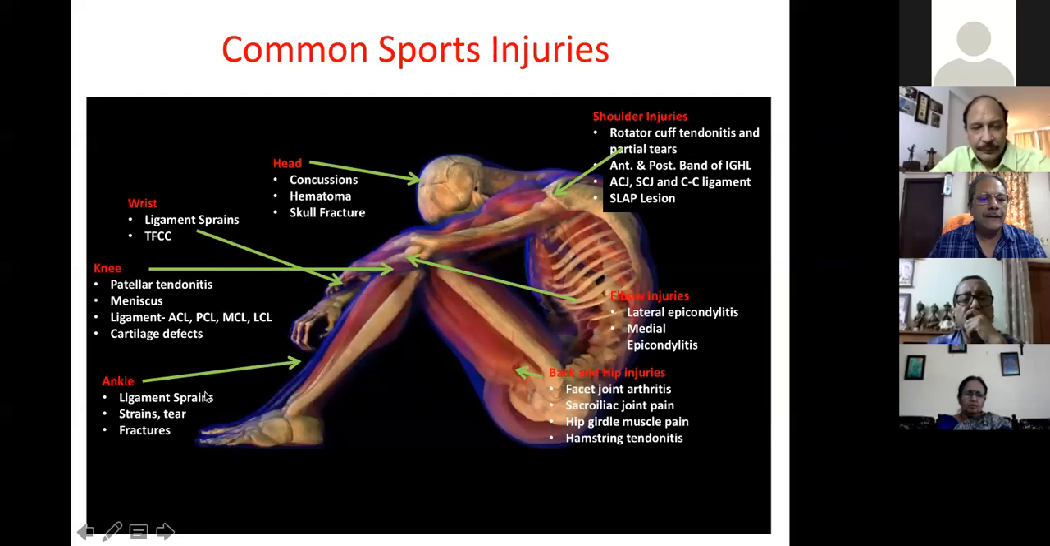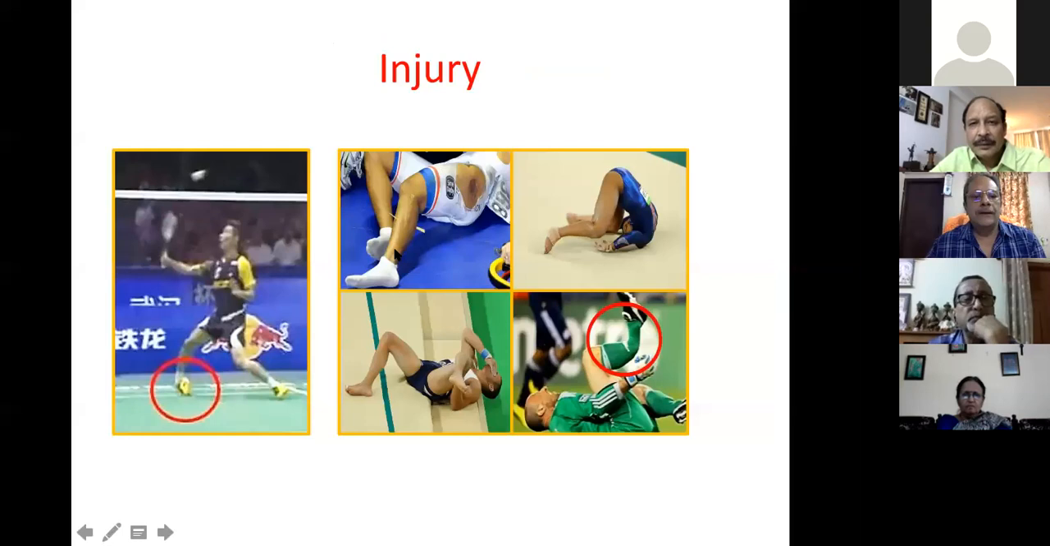So in the ankle joint, what are the injuries? In the knee joint, what are the injuries? In the wrist joint, what are the injuries? Head, shoulder, elbow, back and hip. So these things have shifted, I think, after putting up in the presentation mode. Any of you will get the copies of this. So I'm not going to explain this, as it was too much to explain here. So here you can see some of the injuries.